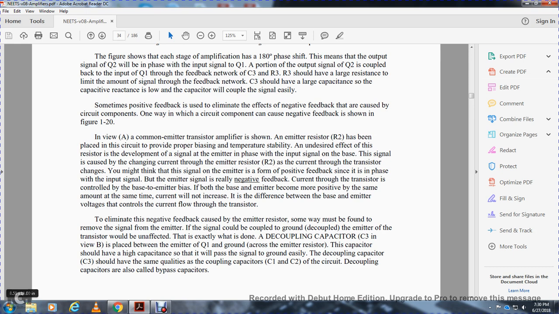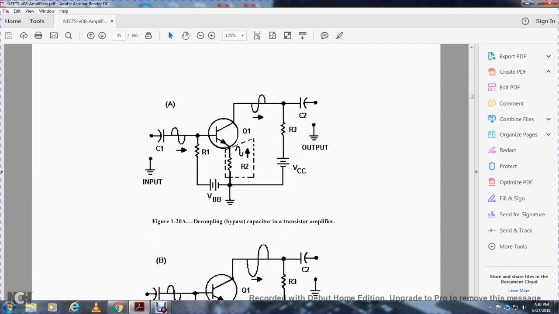The decoupling capacitor C3 should have the same quality as the coupling capacitors C1 and C2. When the circuit of the coupling capacitors are coupled, they are called bypass capacitors.